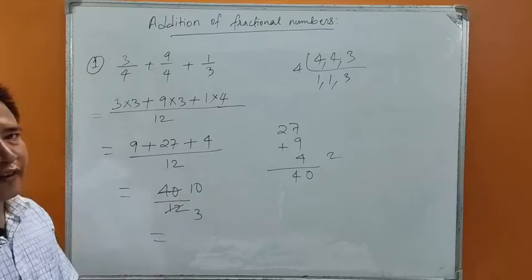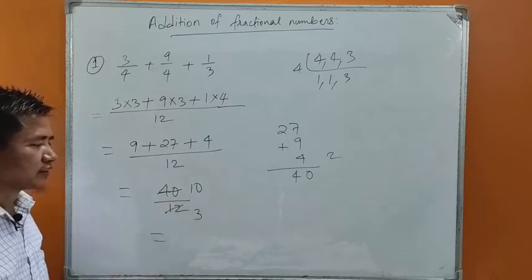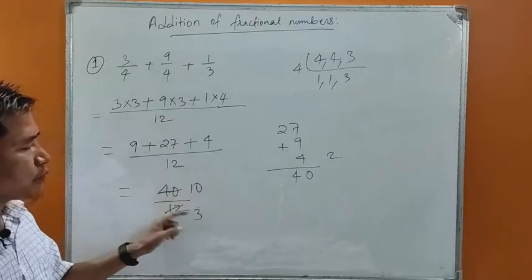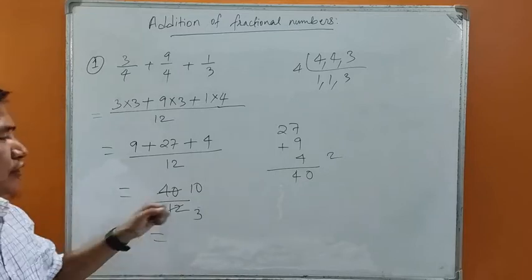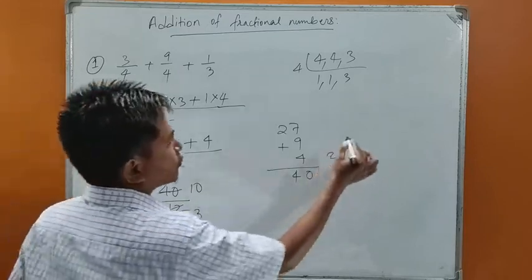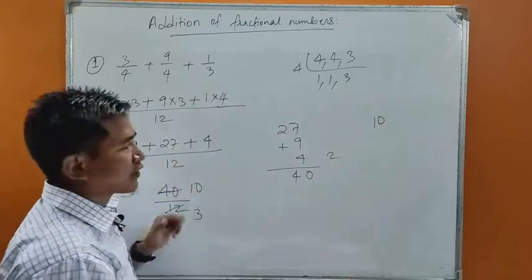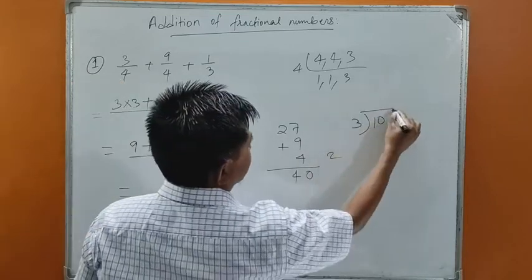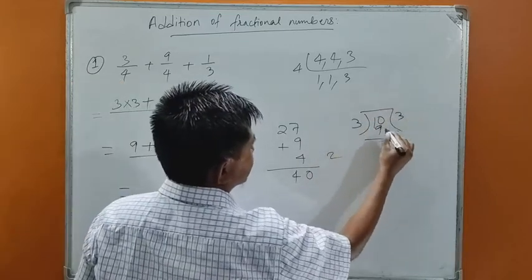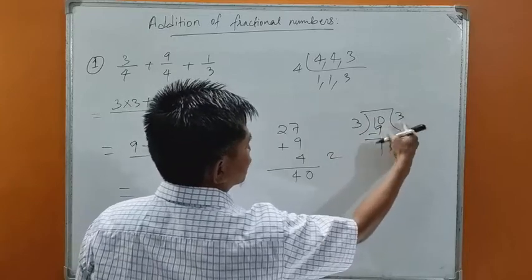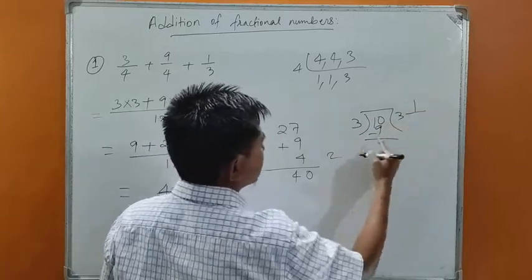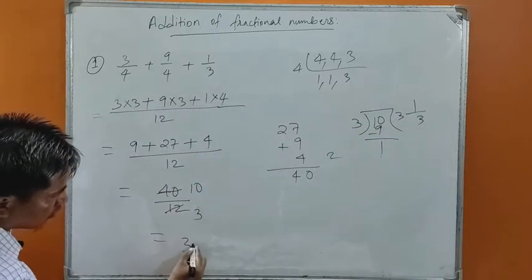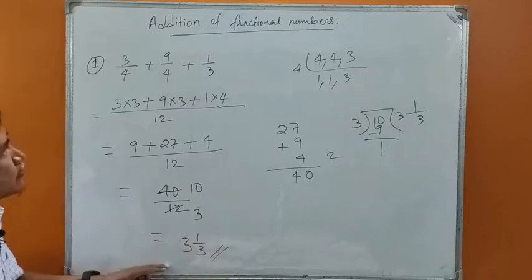So is this a proper fraction or an improper fraction? This is an improper fraction because 3 is smaller than 10. So if this is an improper fraction, then we must convert this fraction into a mixed fraction, okay? So how do we convert this improper fraction into a mixed fraction? We divide 10 by 3. 3 3s are 9. 10 minus 9 is 1. This remainder 1 goes up, and this 3, the divisor, comes down here. So 10 upon 3 means 3 whole 1 upon 3. So this is the answer for this question.